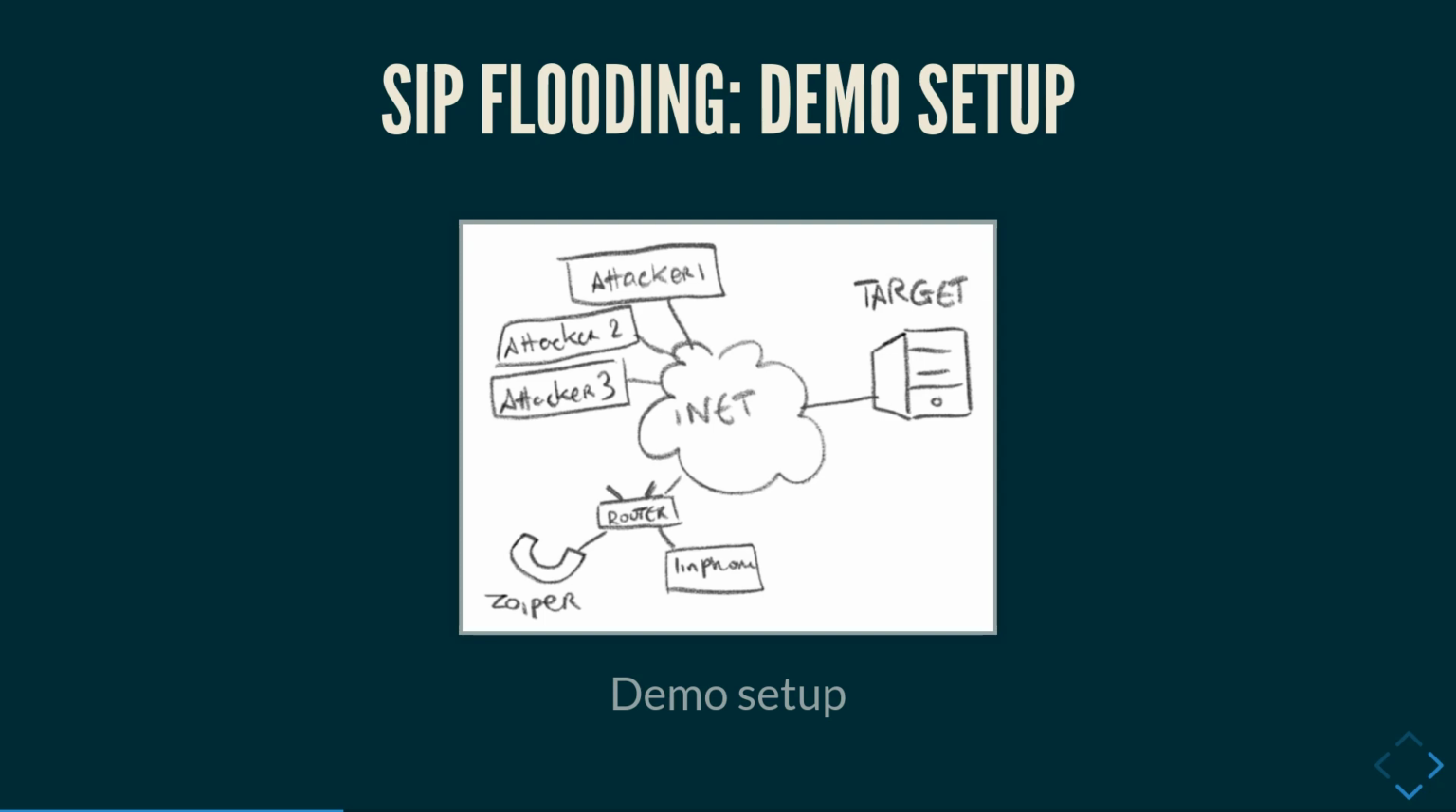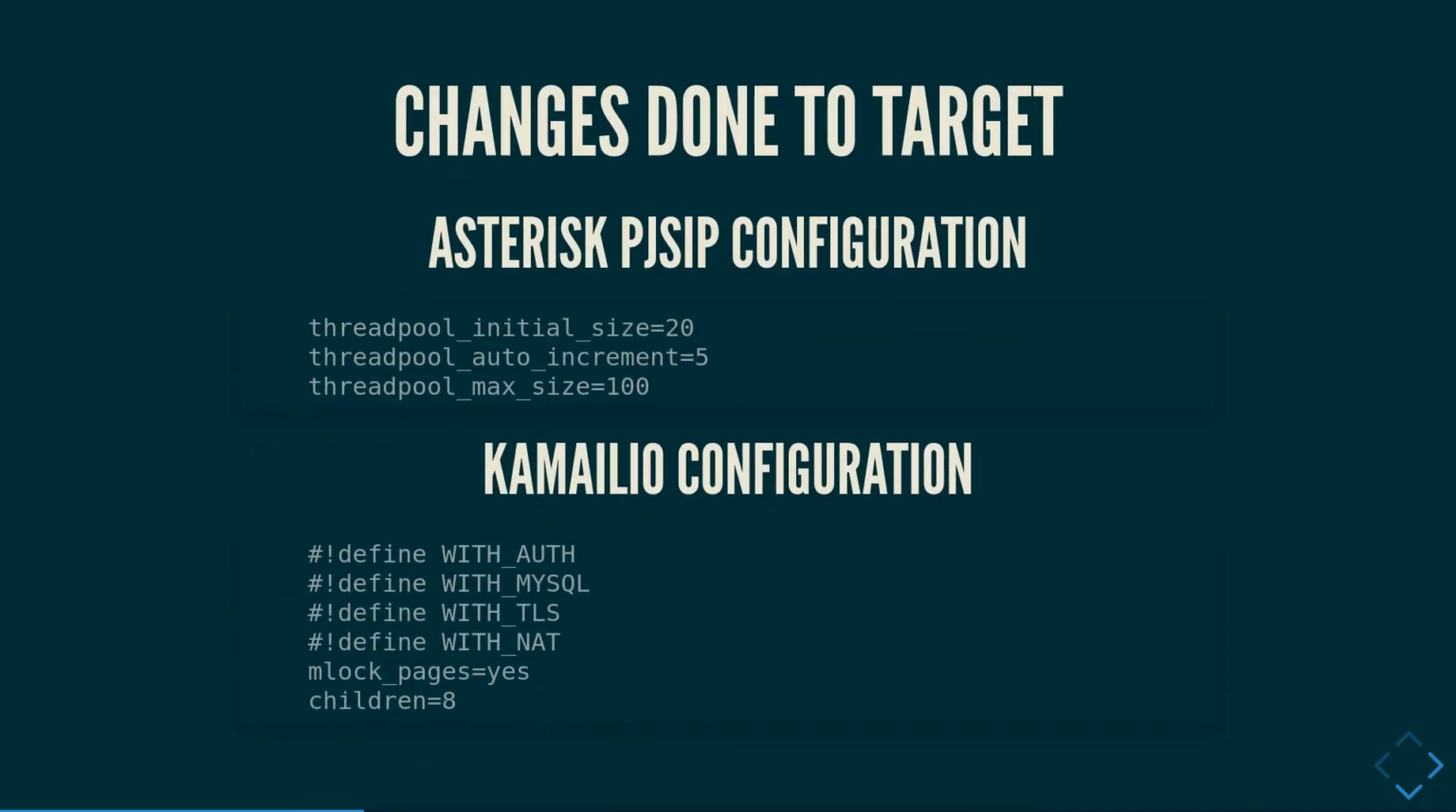This is done to be able to test the system and see if calls can still be made before, during, and after the attack. Finally, we have three attacker nodes, each with minimal specs, also connected to the internet, that will attack the target using SIP register flood in SIPVicious Pro. Full disclosure, we did make some minor changes to Asterisk pjsip and Kamailio configuration by, for example, increasing the thread pool size and forcing Kamailio to use 8 children. This should only improve the performance of the target system.